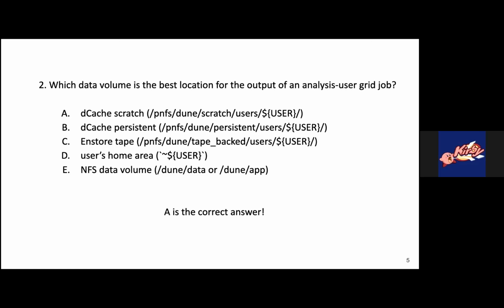Writing to n-tuple store tape, well, we'd actually like you to check and make sure that the n-tuples are good before you write to tape. So if there's an error in the file, you got the neutrino energy incorrect and you need to recreate it, we don't want you to write to tape directly straight away, but instead go to Scratch first and then move there. Your user's home area is not accessible from a grid worker node, and the NFS data volume is not accessible from a grid worker node, so you would never be able to write to D or E. So A is the best location, writing to dCache Scratch.